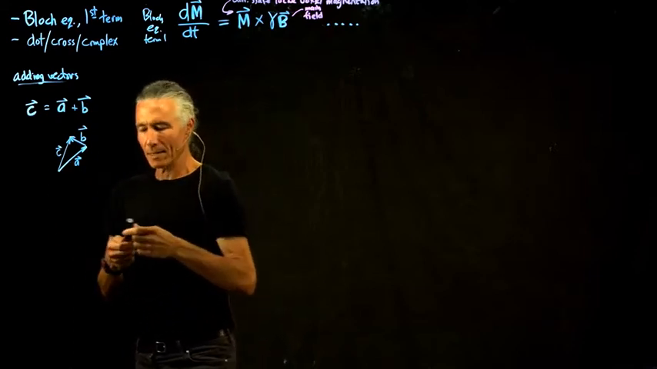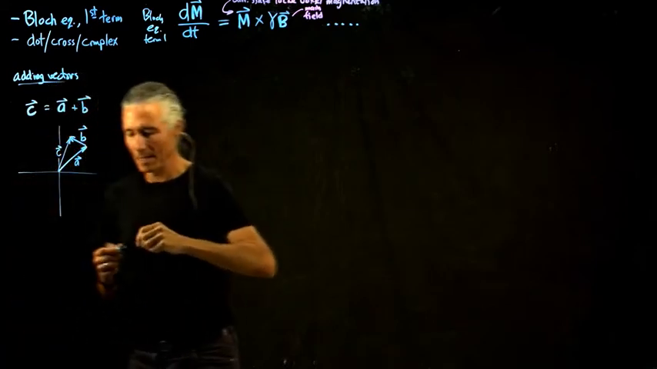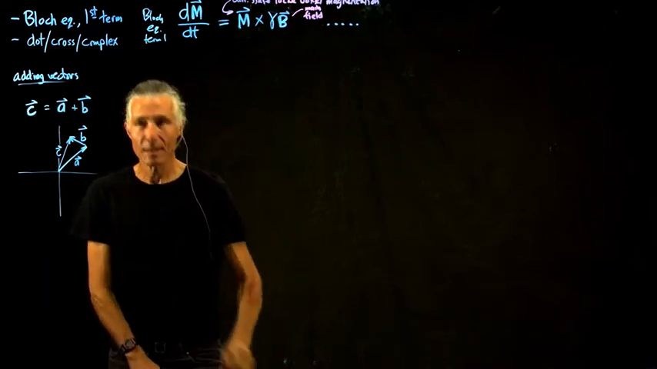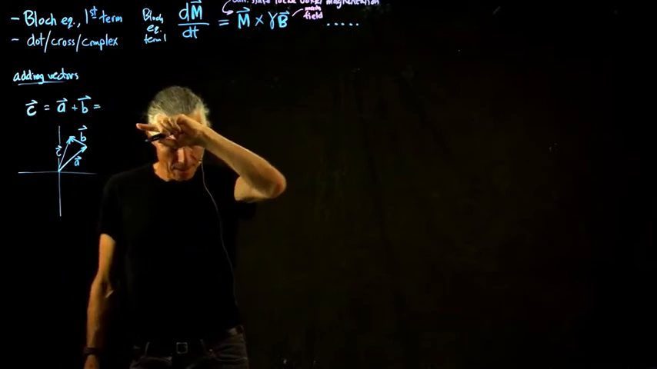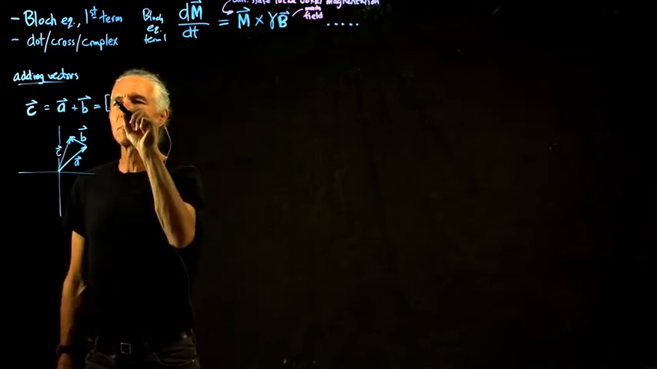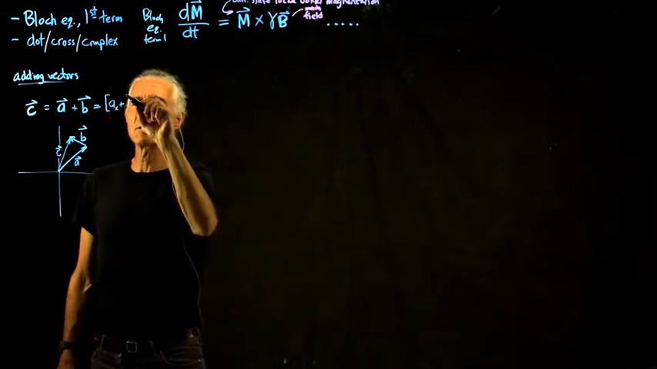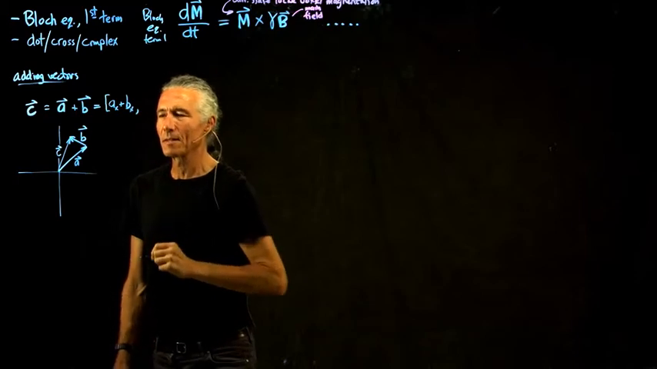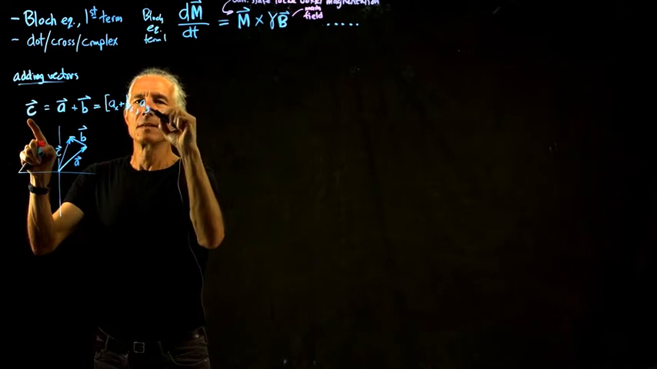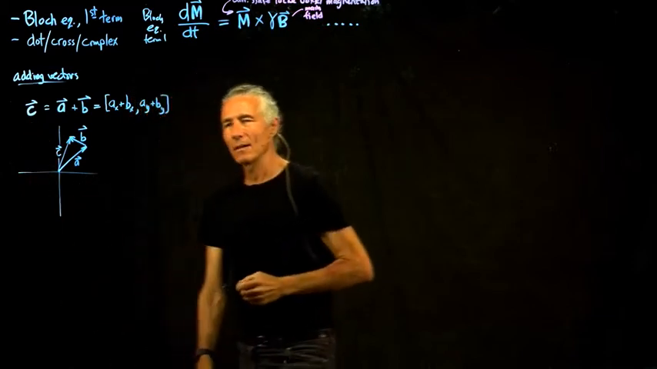But you can also do it by putting on a coordinate system. So if you put on a coordinate system like this, then an alternate way of writing it out is as a little one-row matrix, and that would just be the x-coordinate of A plus the x-coordinate of B. That's how you get the x-coordinate of C, and then the y-coordinates of A and B add together.